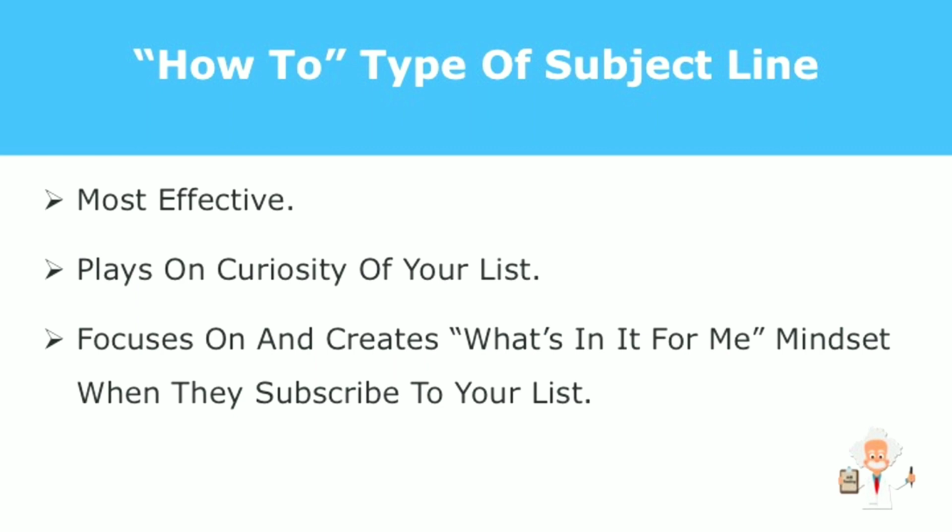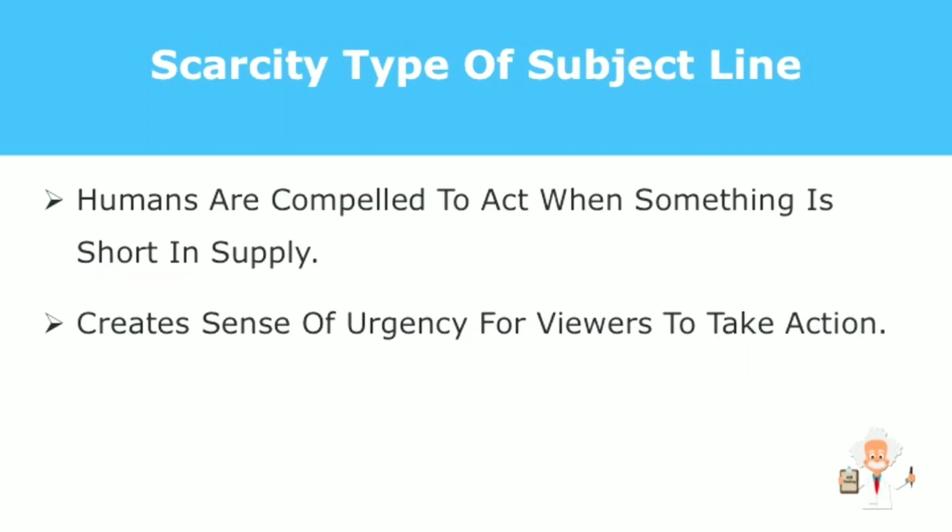Examples would be like how to make your first $1,000, how to dominate YouTube in 3 simple steps. The key to success with this subject line formula is focusing on the benefit. This is worth trying with your list because they'll always have a what's in it for me mindset when they subscribe. Scarcity. Scarcity is in essence a powerful driver of human behavior overall.